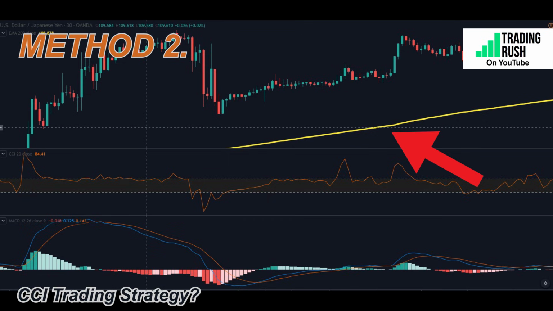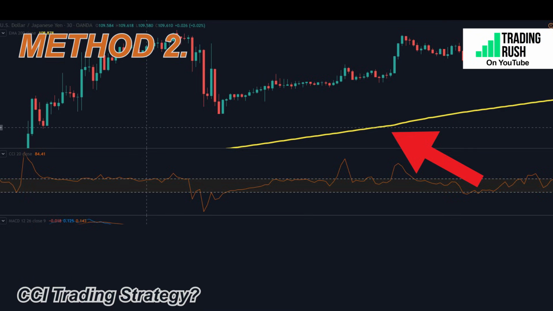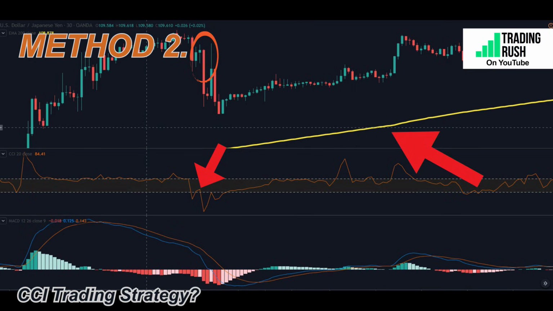Here's an example. The price is above the 200 moving average, so we are only looking to buy. But without the MACD indicator, the CCI is giving a buy signal, right here. As you can see, it was a false signal. Now, if you add the MACD strategy to this, we can see the MACD was not showing a buy signal. We could have easily avoided this false signal by using the MACD indicator.